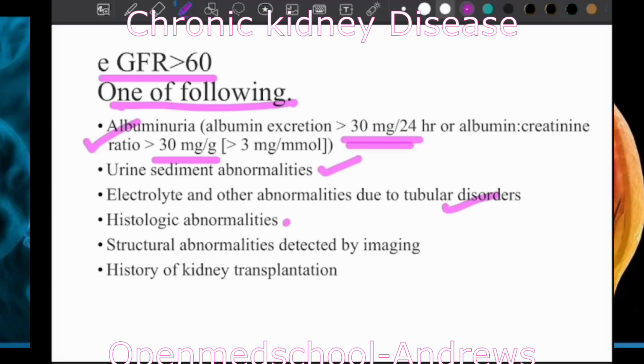If a biopsy shows histological abnormality, structure abnormality on imaging, which we have already mentioned, and if the patient had a history of a kidney transplant, again, even though the GFR is normal, we consider that the patient has got a chronic kidney disease. Hope this point is clear.